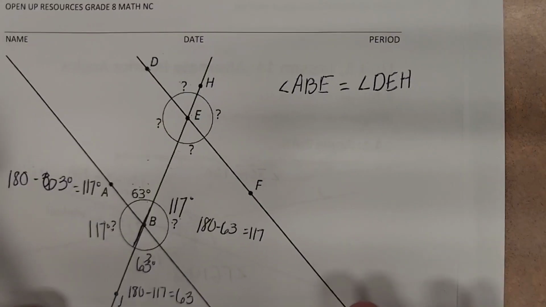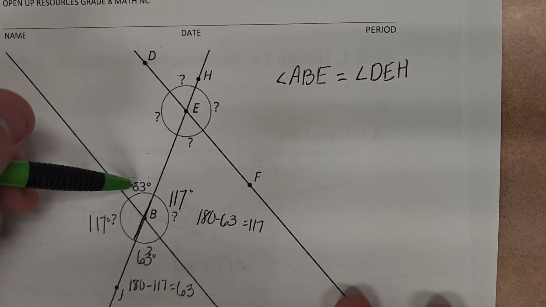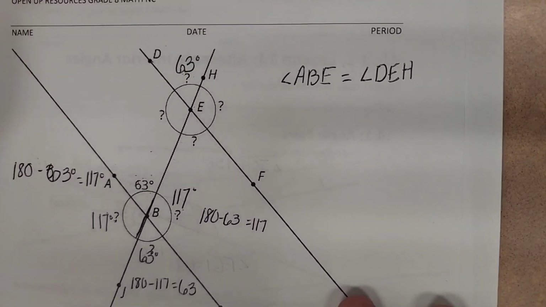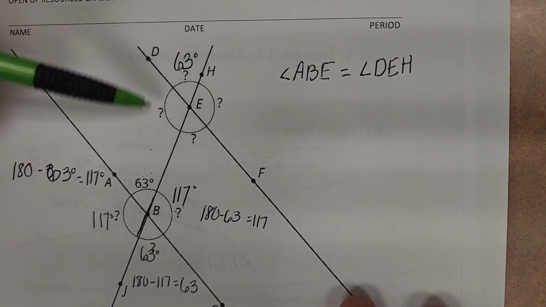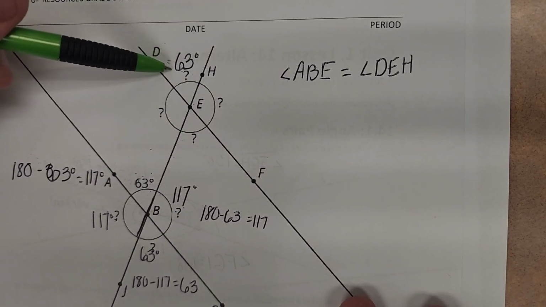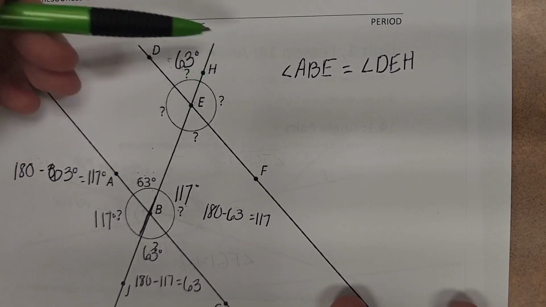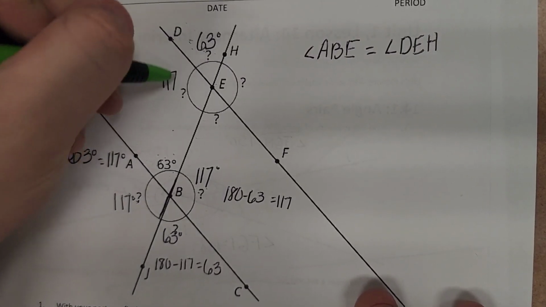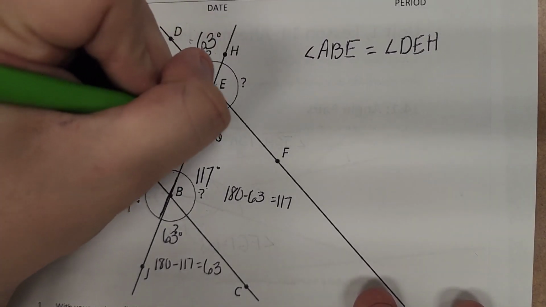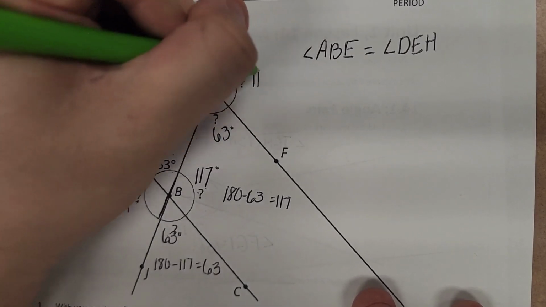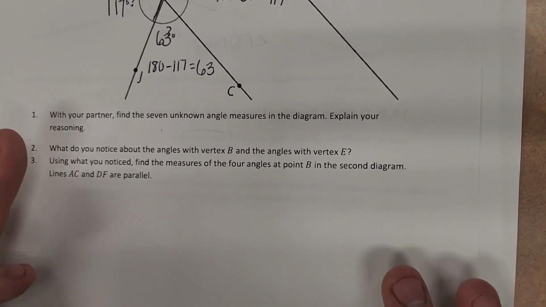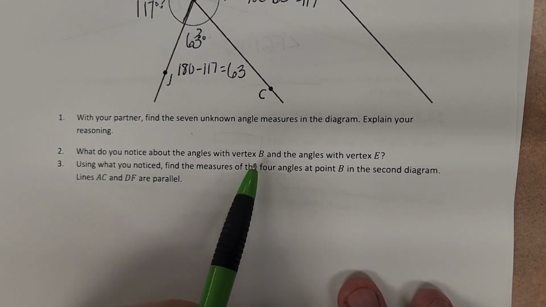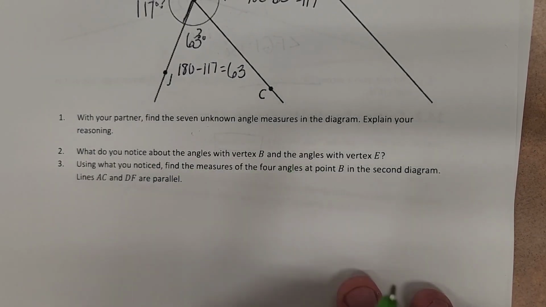Okay? So now if I know that this is 63, what is this going to be? Yeah, 63. And if I know this one angle, I know all the others, right? Because 180 minus 63 is 117, and this is 63, and this is 117. Now, I want you to talk with your partner. What do you notice about the angles with vertex B and the angles with vertex E?